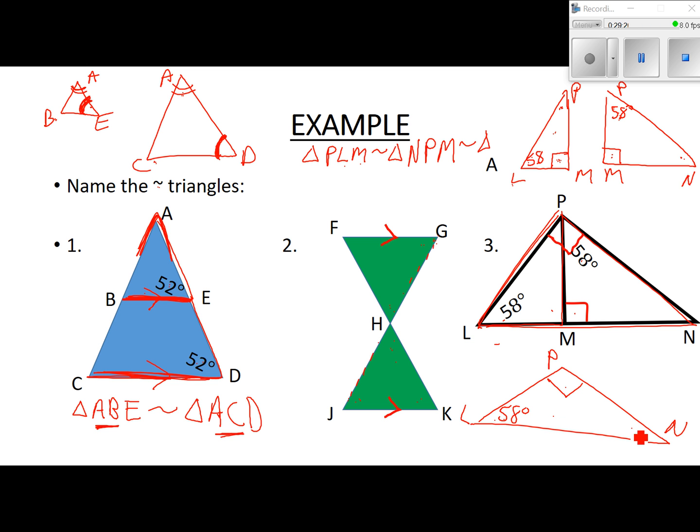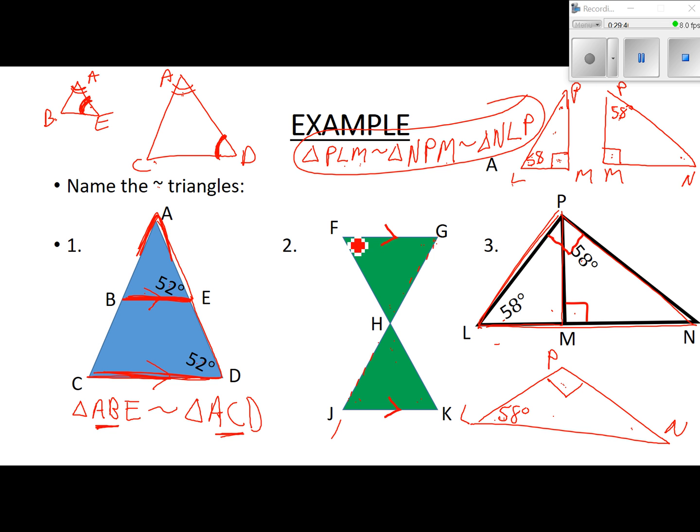The one that doesn't have a number in it is N, so that's got to come first. Then the L was 58 degrees, so that's this one, so that's L again. And then the right angle was last in both of the first two triangles. Well, the right angle this time is P. Sorry, that's sort of sloppy. But those are our three triangles, and all three of them are similar.